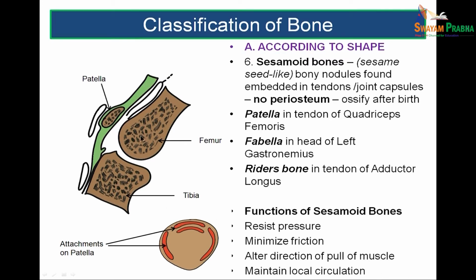Here you can see this is the knee joint from a sectional view, the femur, the tibia, and you can see the patella here. It lies enclosed in the tendon of the quadriceps femoris muscle. The patella here again showing you the attachments of the different muscles on its surface.